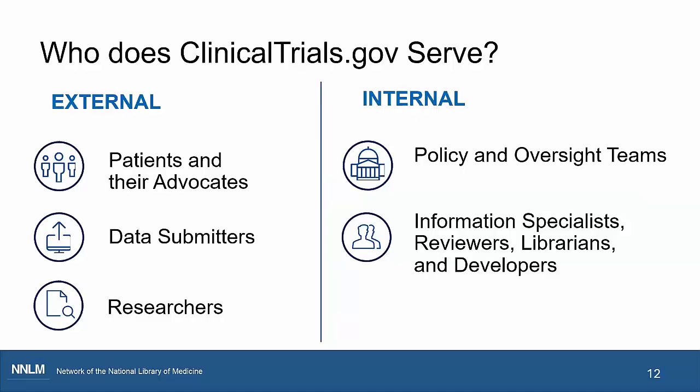So who does ClinicalTrials.gov serve? The website primarily serves 3 external user groups: patients and their advocates, which include healthcare professionals and caregivers, data submitters of trial information, and researchers representing academic, nonprofit, and commercial organizations. Internal groups that ClinicalTrials.gov serves include various National Institutes of Health policy and oversight teams, information specialists, reviewers, librarians, and developers.